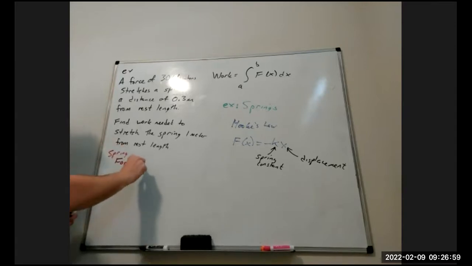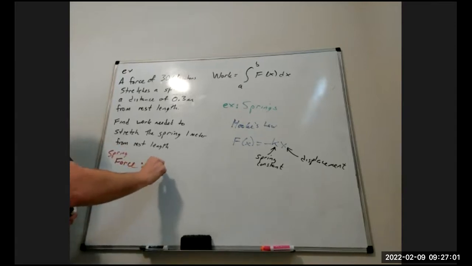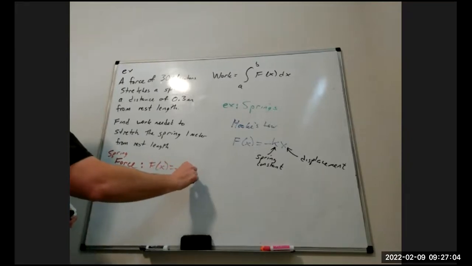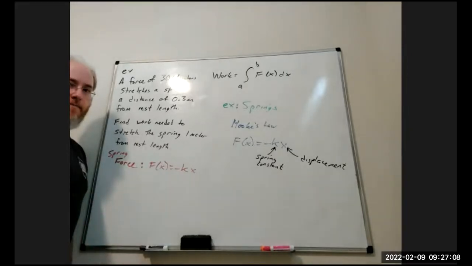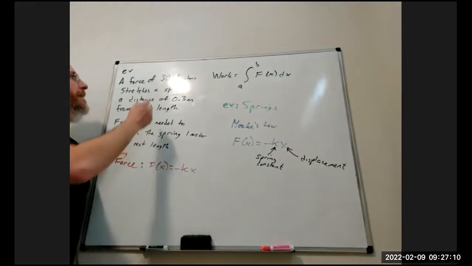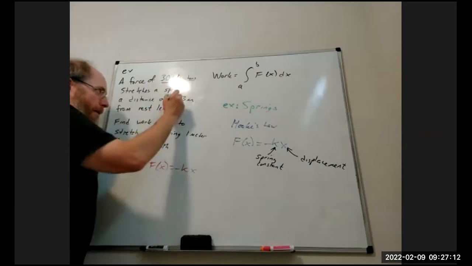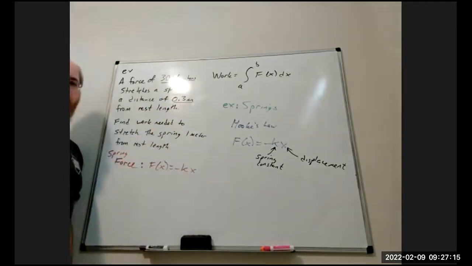So think about what we need. We need to figure out what K is. We need to know that constant. And that's where this first information is going to help us.